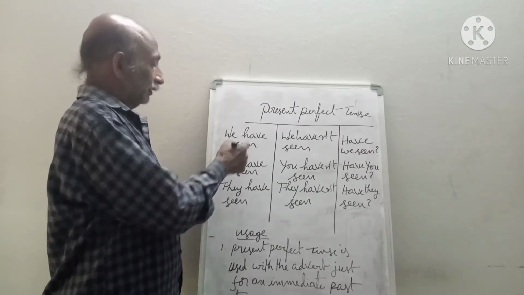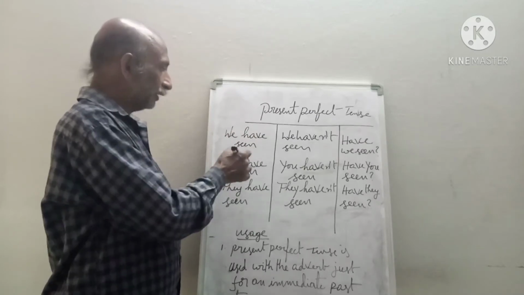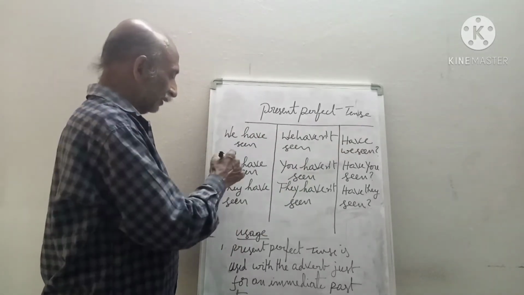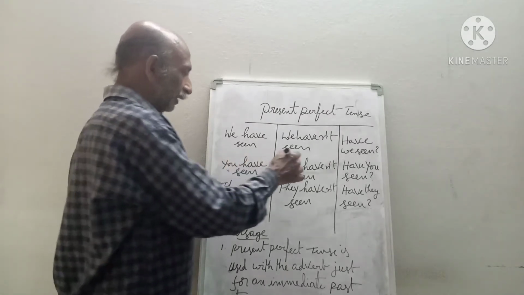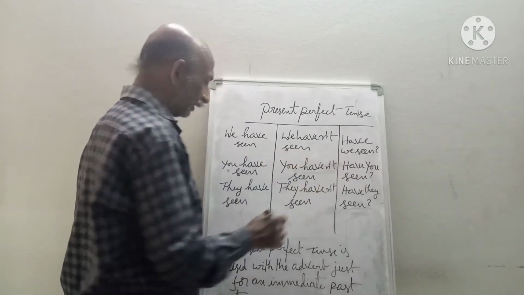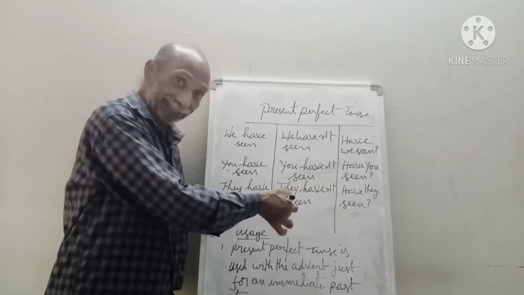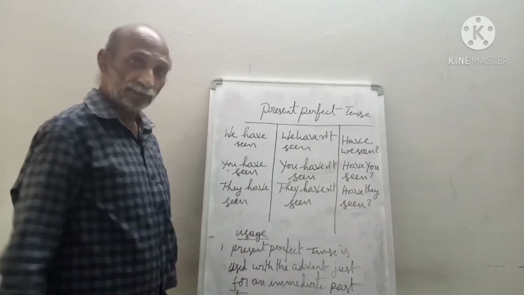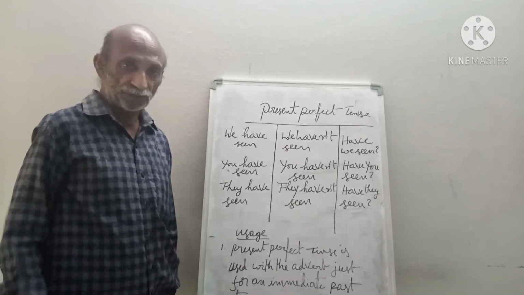Now, you see the statements with the plural pronouns. We have seen, we haven't seen, have we seen? Next, second person plural: you have seen, you haven't seen, have you seen? And finally, they have seen, they haven't seen, have they seen? So that's all about the table, my dear viewers. Now, I'll explain the usage.